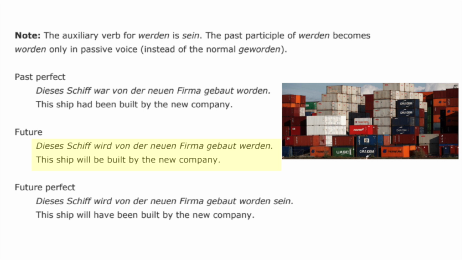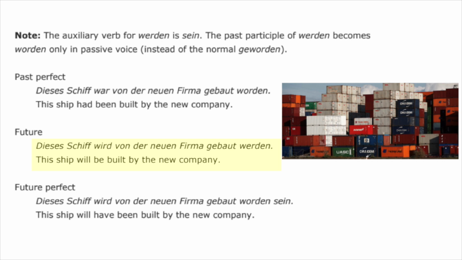Now, what if we wanted, for some bizarre reason, to be in the passive voice, but also to be in the future tense? How could we do that if werden is both what puts it in the passive voice and also what puts it in the future tense? Well, the short answer to that is you would use a conjugated form of werden in the second position to put it in the future tense, but you would also use werden in the infinitive form at the very end of the sentence to put it into the properly passive form.